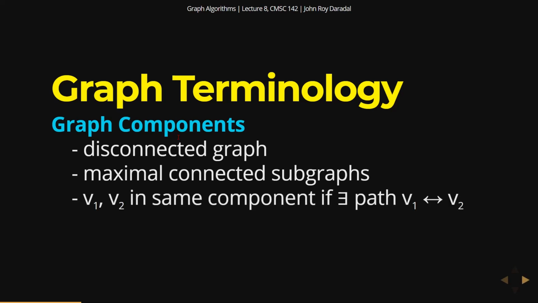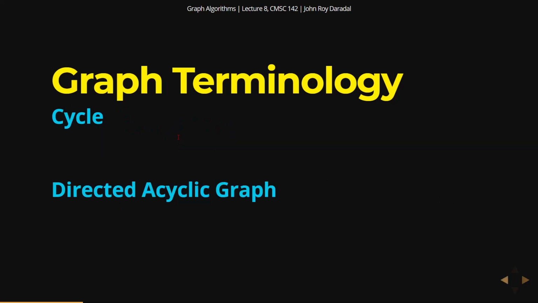Okay, so we will also see this later in the second half, but technically we define this as follows. So two vertices v sub 1 and v sub 2 are in the same component if there exists a path from v1 to v2. Okay, so they are part of the same component, but if you cannot reach v1 to v2 or v2 to v1, then they don't belong to the same component. Okay, so we'll see this later.